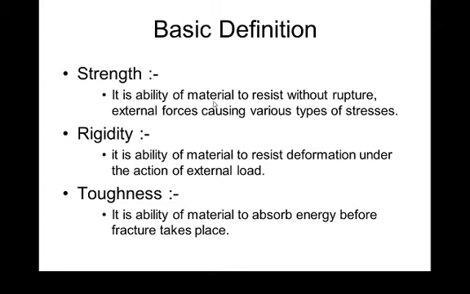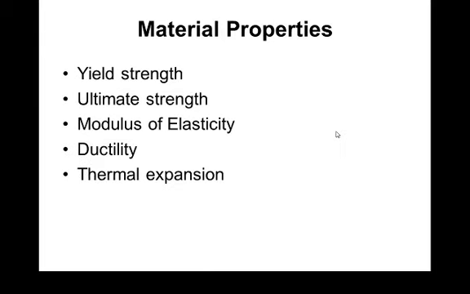Then the next parameter is rigidity. It is the ability of the material to resist deformation under the action of external load. The parameter related to this is the modulus of rigidity, G. Whenever the component is subjected to forces, it gets deflected. This deflection will create stresses, and that will lead to failure. Then the last one is toughness. It is the ability to store energy. This is useful in the design of a spring.